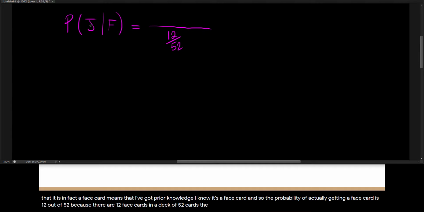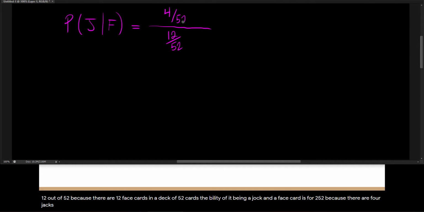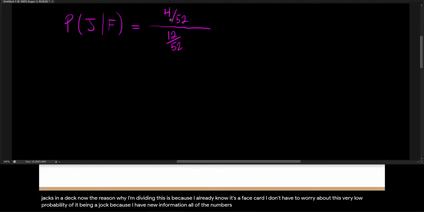The probability of it being a jack and a face card is 4 out of 52 because there are 4 jacks in a deck. Now, the reason why I'm dividing this is because I already know it's a face card. I don't have to worry about this very low probability of it being a jack because I have new information. All of the number of cards and the aces can be thrown right out, and I can just focus on the 12.